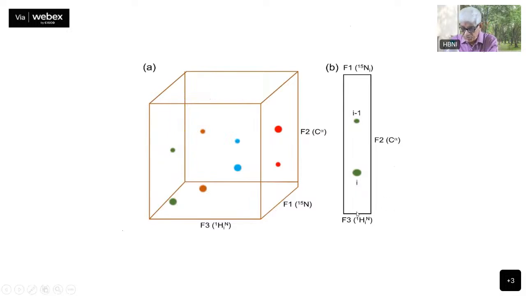At the amide proton of residue I, it is showing me the C alpha chemical shift of residue I and the C alpha chemical shift of residue I minus 1, at the F1 N15 of residue I. So this is the sequential correlation. So you can go through this stepwise, and then you can actually walk through the polypeptide chain in a stepwise manner. And that is the beauty of this experiment.